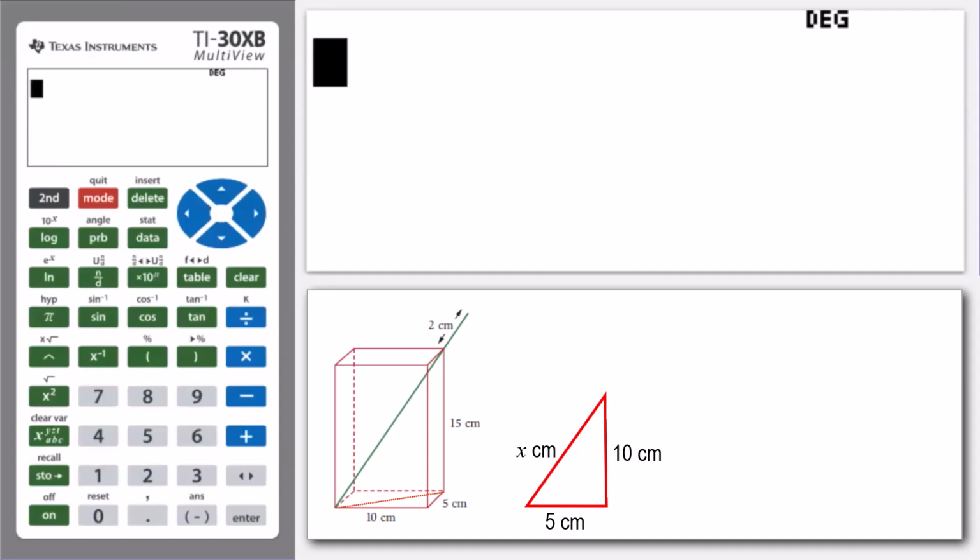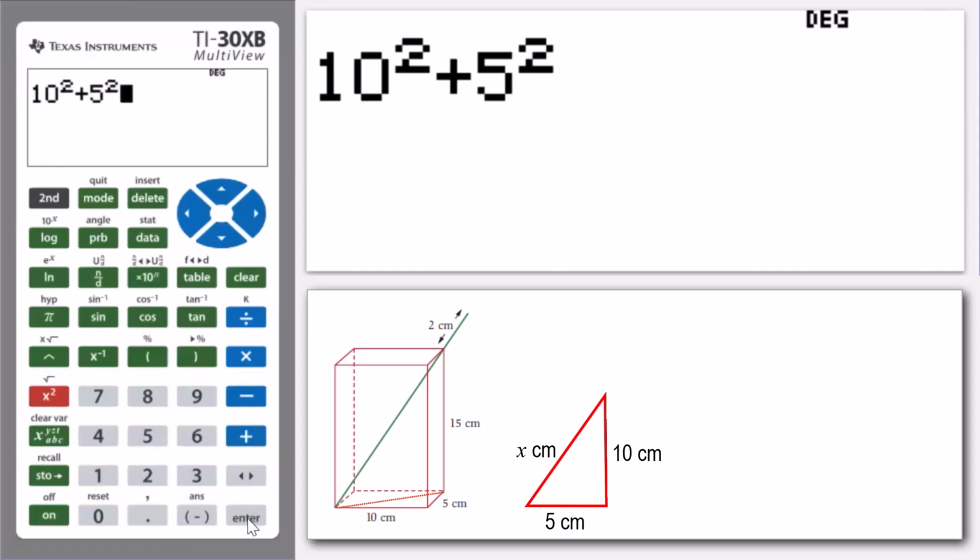So what we do is head to our calculator. We're going to press 10 and press the x squared button. So we're using Pythagoras' theorem. We're then going to press plus, or the addition key, enter 5, press x squared again, and then press enter. So basically what we've got so far is that x squared is equal to 125.